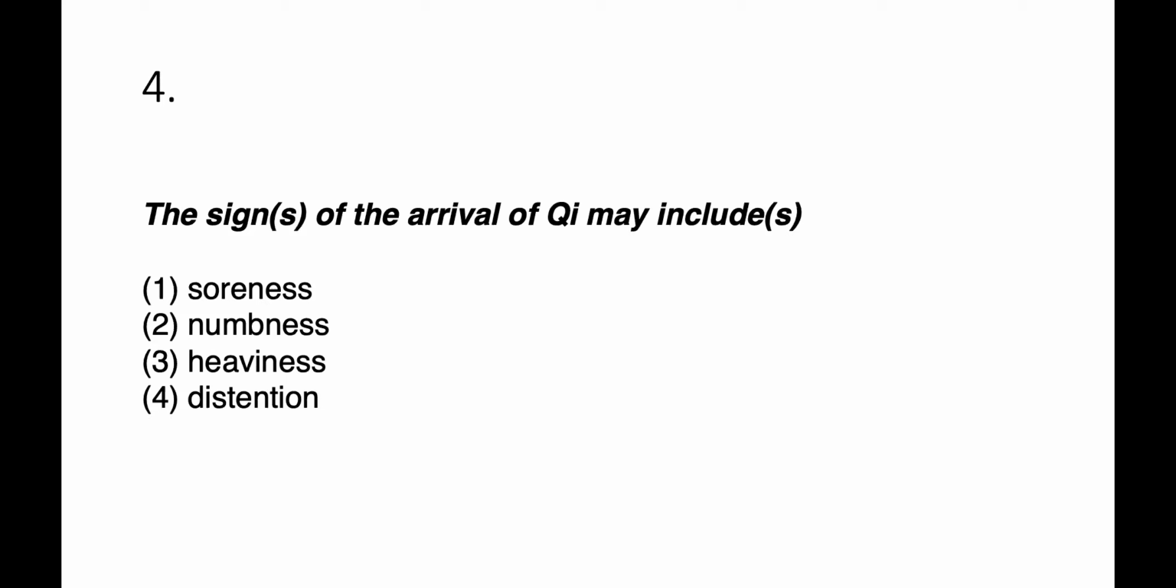Number 4. Okay, this is important. If possible, you need to know the arrival of chi. This is called the de chi sensation. Doc, what are the signs of the arrival of chi? If there is soreness, there's an arrival of chi, and numbness, heaviness, and distension. Okay, so your answer is? All of them. Okay, letter E.